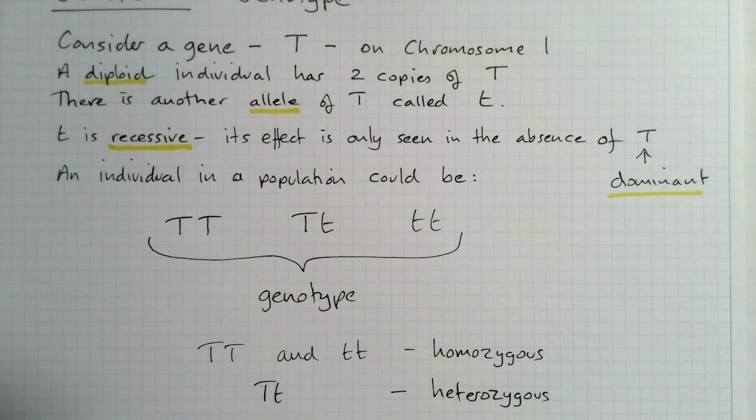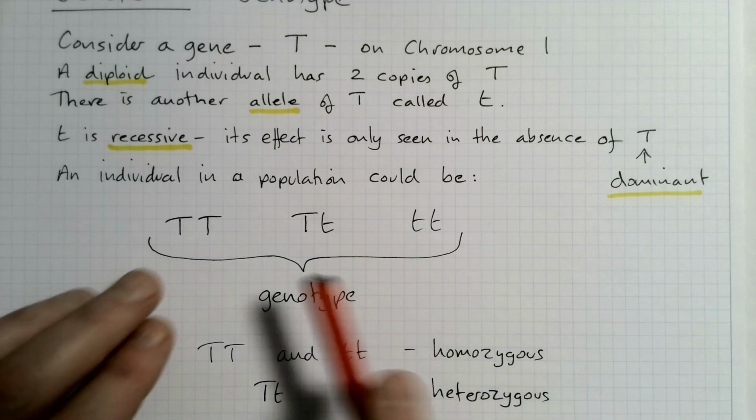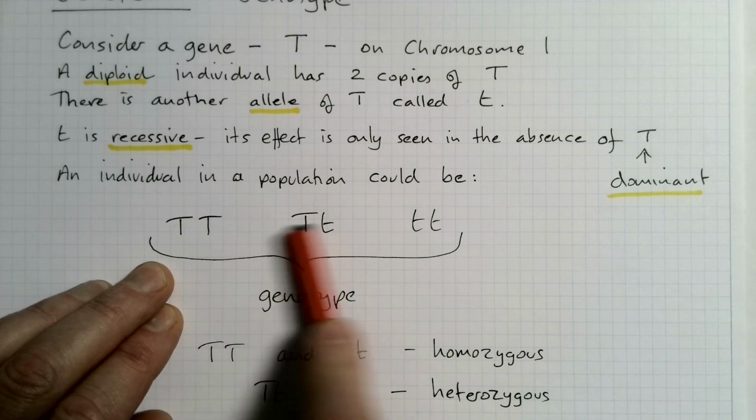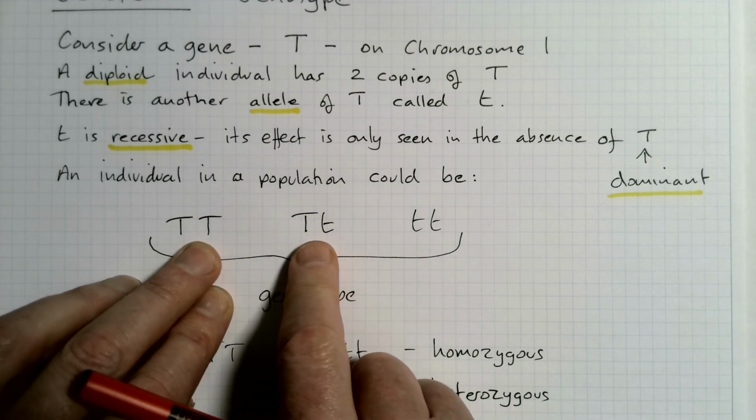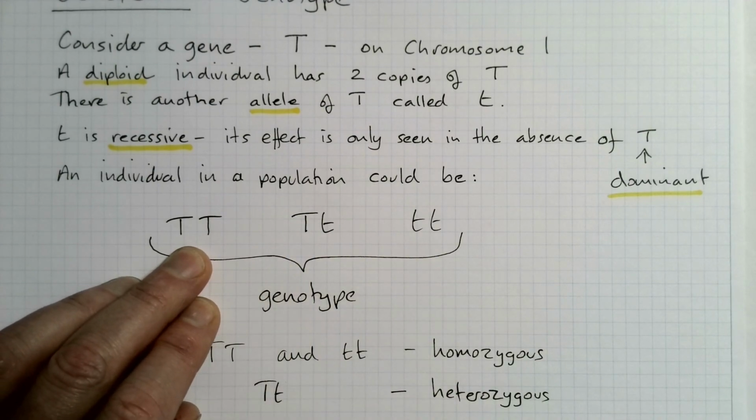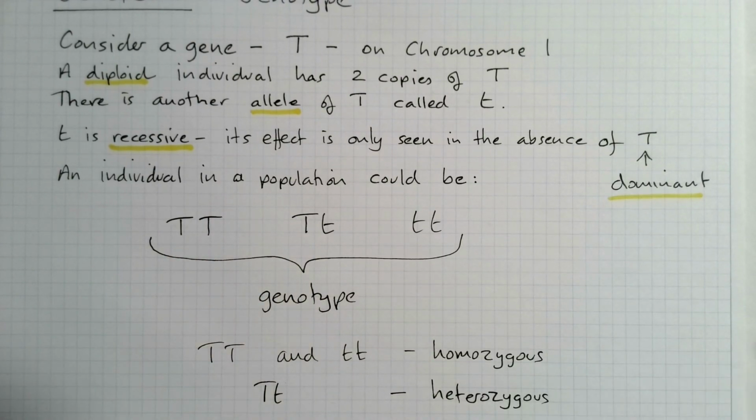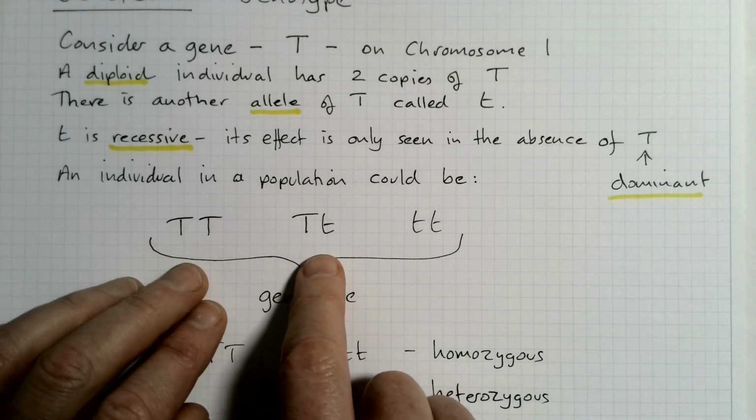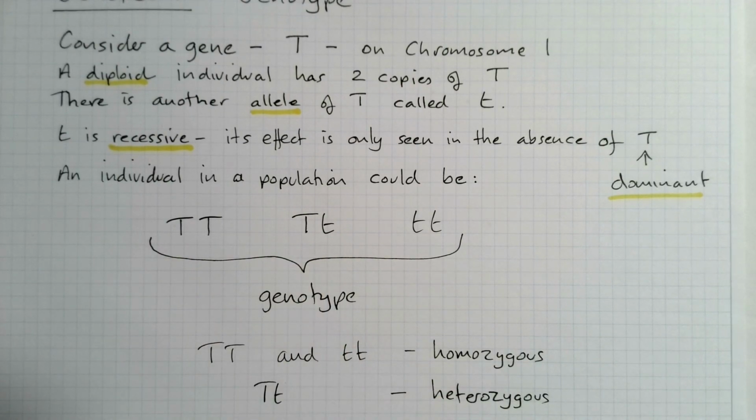What we're going to look at next is the effect of this, because obviously if you've got big T, big T or big T, little t, you might have different genotypes, but you're going to have the same length of tail. That's an important distinction between genotype and the next thing we're going to talk about in our next lesson. And I'll leave you there.